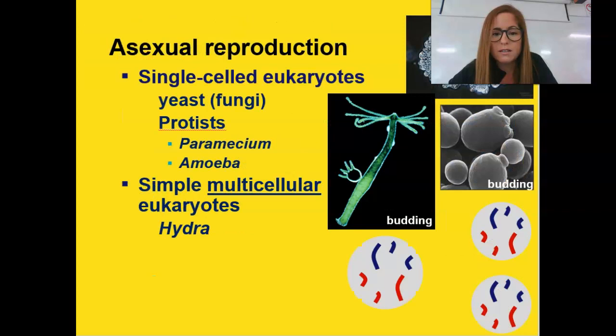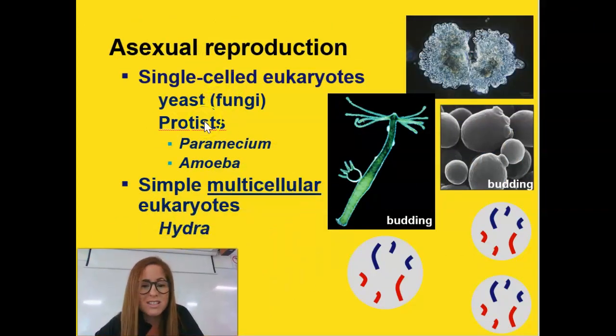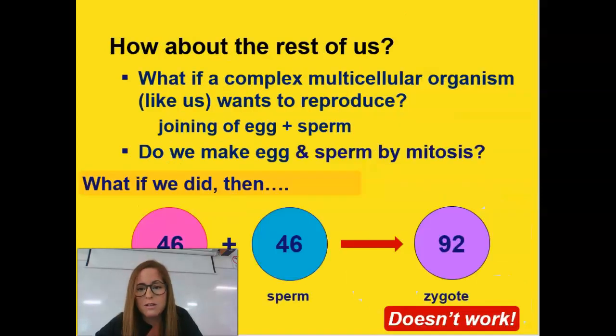There are organisms, eukaryotes, that do asexual reproduction, such as yeast, some amoebas or parameciums, and even hydras can do asexual reproduction, but they're pretty simple organisms. When we talk about the more complex organisms, they're mostly doing sexual reproduction. If we were to do asexual reproduction, it just really wouldn't work.